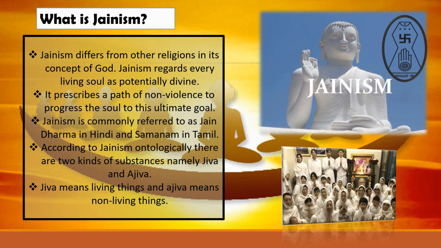According to Jainism, ontologically, there are two kinds of substance, namely Jiva and Ajiva. Jiva means living things and Ajiva means non-living things. You can see the symbol of Jainism too on the slide.